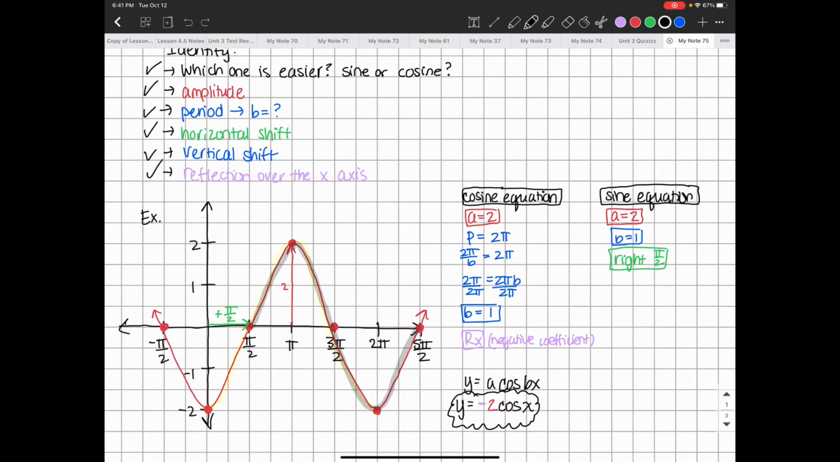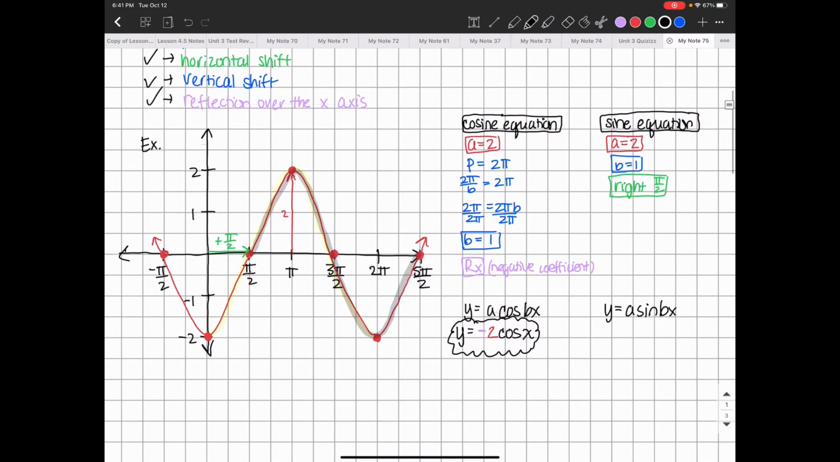So I start my equation. My base is y is equal to a times sine of bx, because this is a sine equation that I'm writing. And I just fill in what I know. A is 2, so I put a 2 here. I have sine of bx. B is 1.